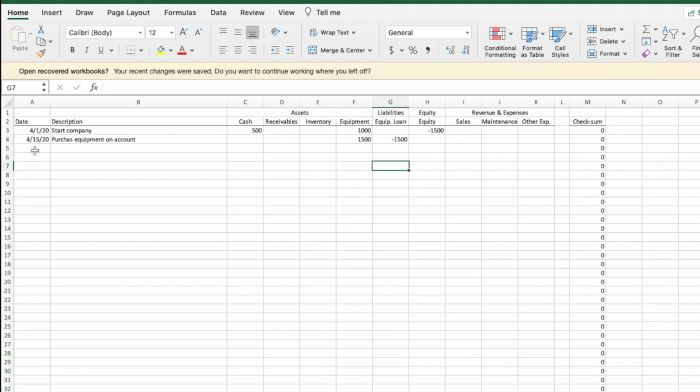If it's not zero, that means I kind of messed something up and I need to go back and figure out. Usually my negatives or positives are messed up. So now on the 20th, we're going to have another transaction.